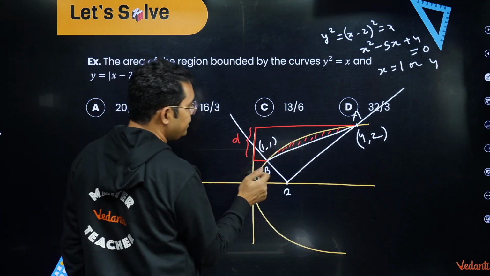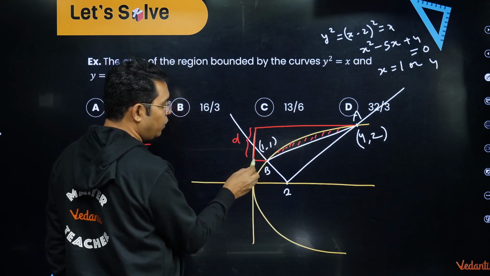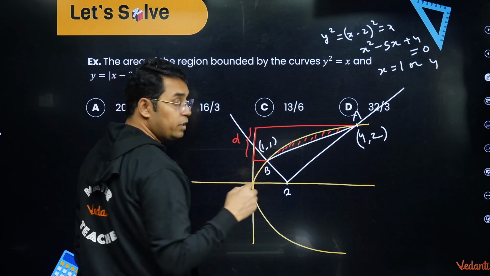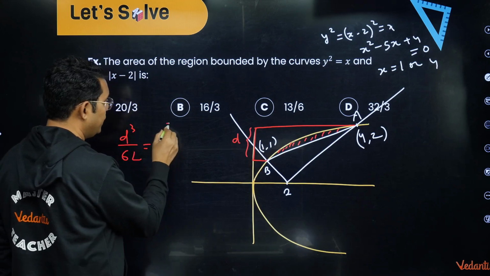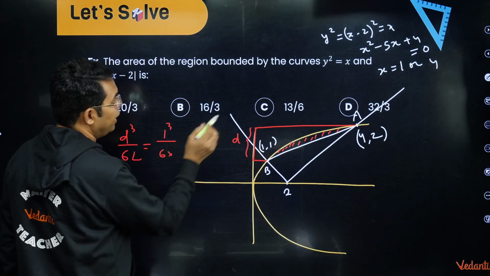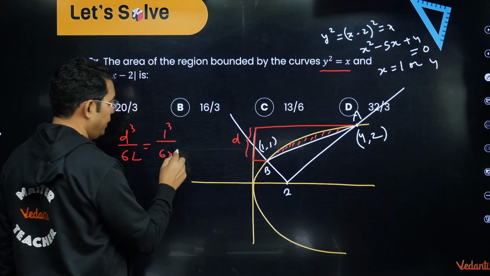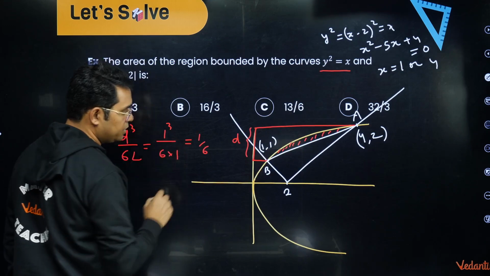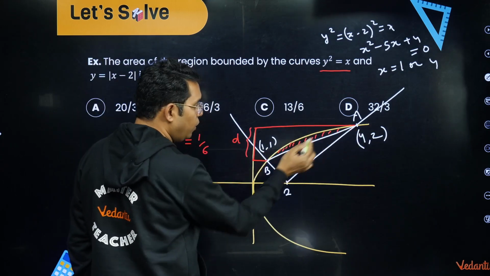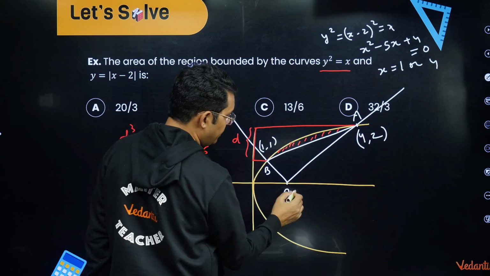And here D, you can see, has y coordinate 1, and this one has y coordinate 2. So this difference is 1 cube upon 6, and for this parabola the latus rectum is 1. So this small area is just 1 upon 6. And to find this area below AB, let me call this C.